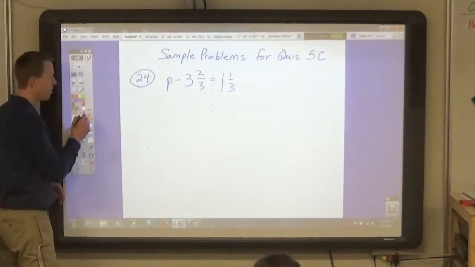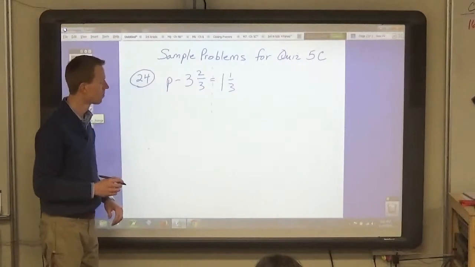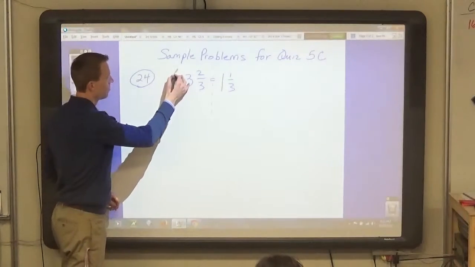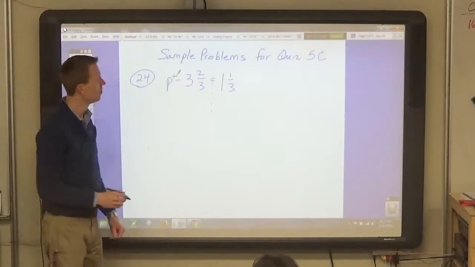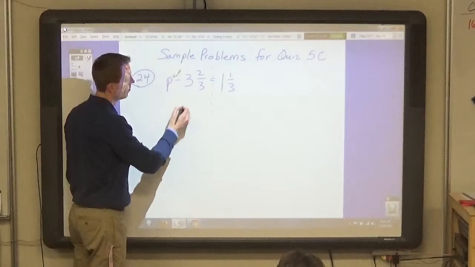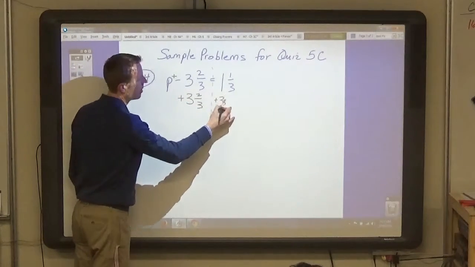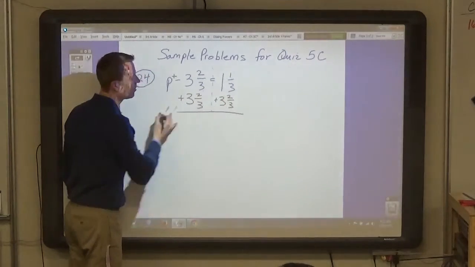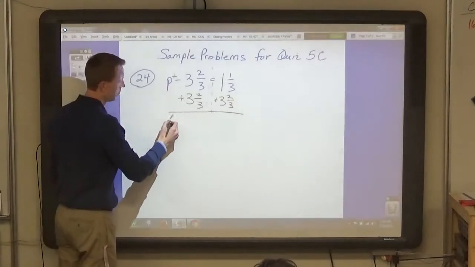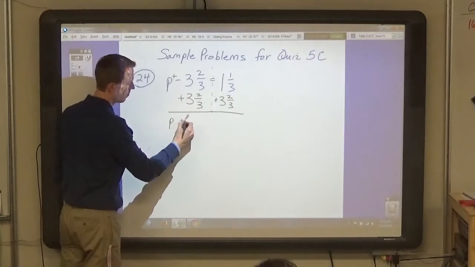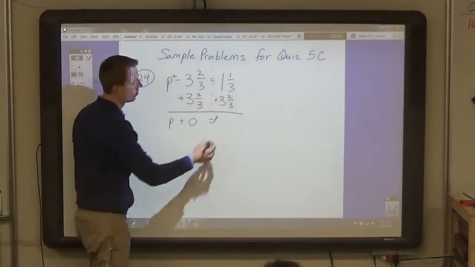So, how do you solve this? Sam? In front of the P, you put a plus negative. Good. And then below 3 and 2/3, you do plus 3 and 2/3. Yep. And then you do that on the other side. Good, that's a rule: whatever you add to one side, you have to add to the other side. And then on the left side, that would equal P, 0. And on the other side, it would be 5.